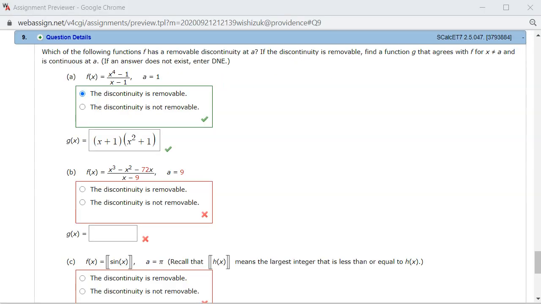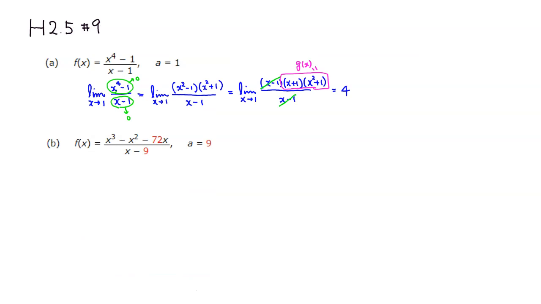All right, let's do part B. For part B, we're going to actually do the same thing. The problem seems like, at 9, the denominator is 0. So let's see if the limit exists at 9. So you have the limit as x approaches 9 of (x cubed minus x squared minus 72x) over (x minus 9), right?